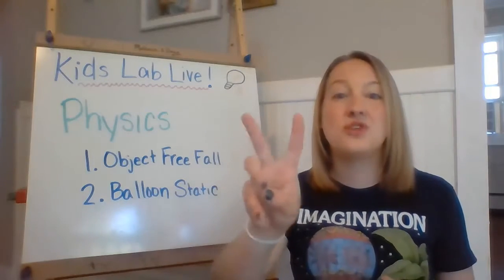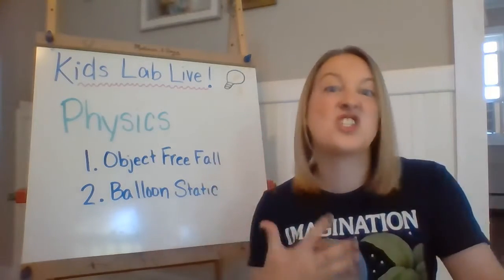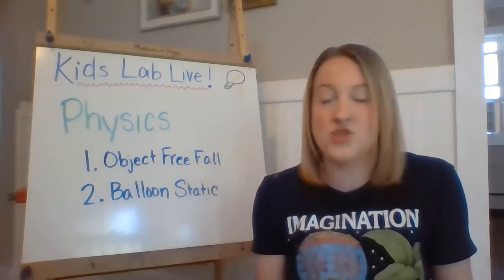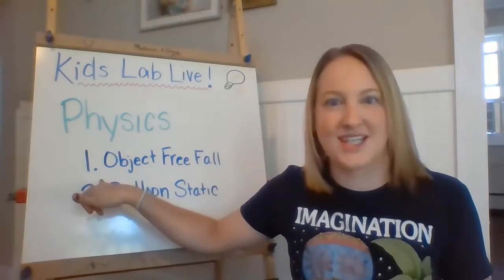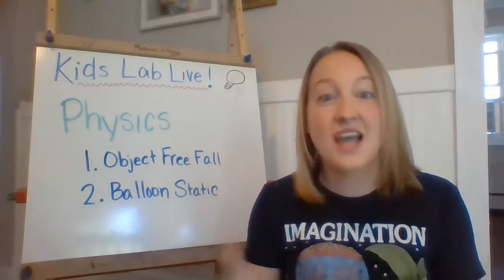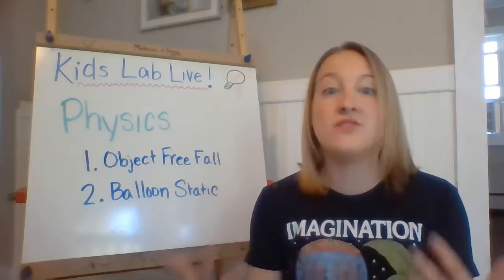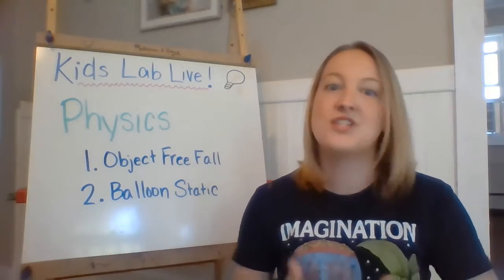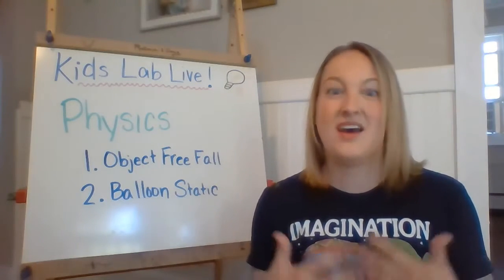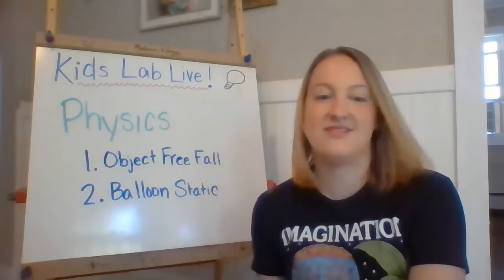So today we have two different experiments to discover different things about two types of motion. Our first experiment is going to be the object freefall. Our second experiment is called balloon static. I'm going to show you all of the materials that you would need at home to recreate these experiments. You're also going to need a notebook.